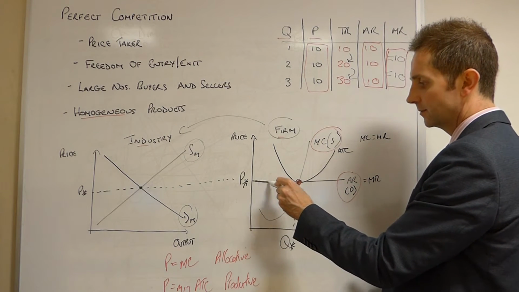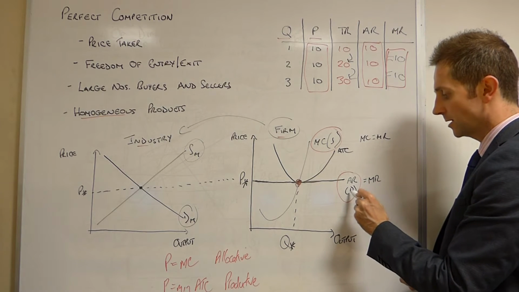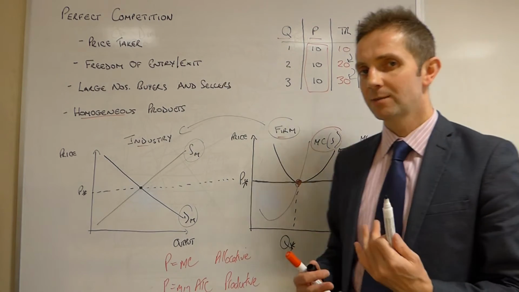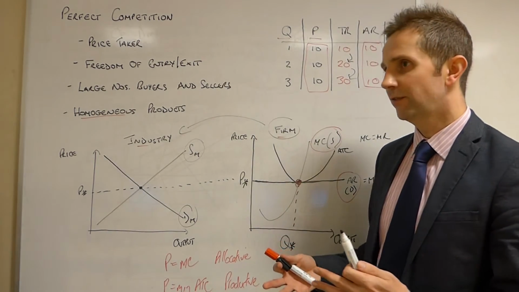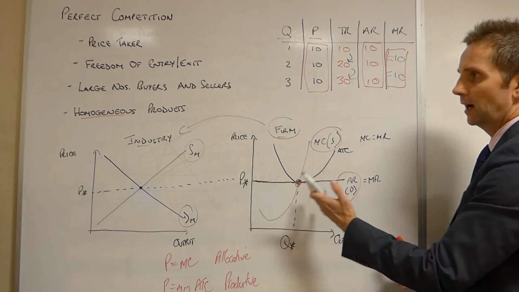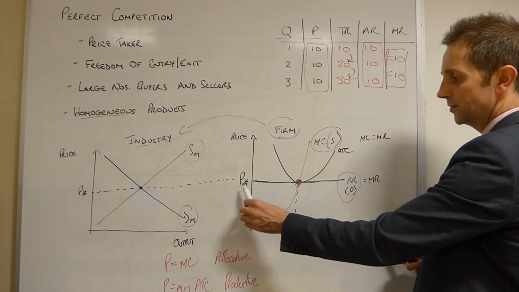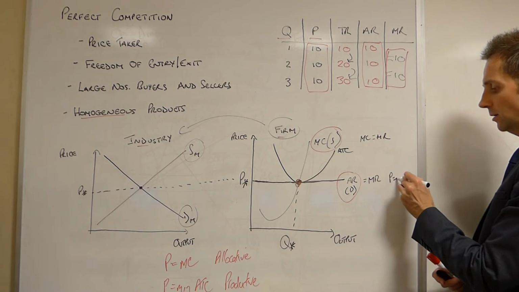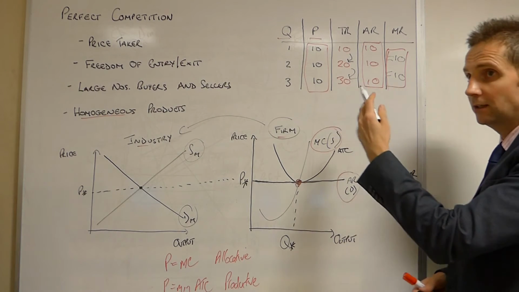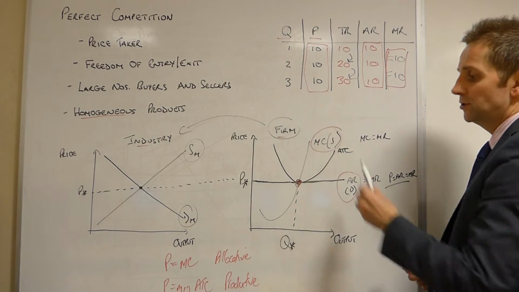Consequently, the price line, or the average revenue curve, also known as the demand curve, is perfectly elastic. What we're saying by that is the perfectly competitive firm can sell as many units of output as it wants at the going price of P star in this instance. Now we're also saying here that P equals AR equals MR. And I've already gone through a little table here to explain why that's the case. But let me just talk you through it.